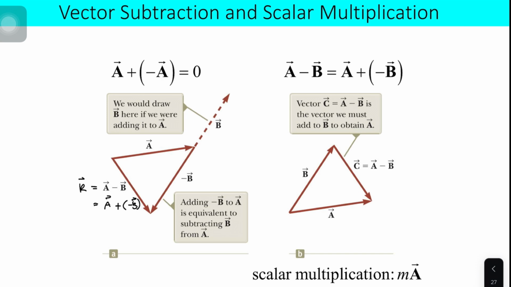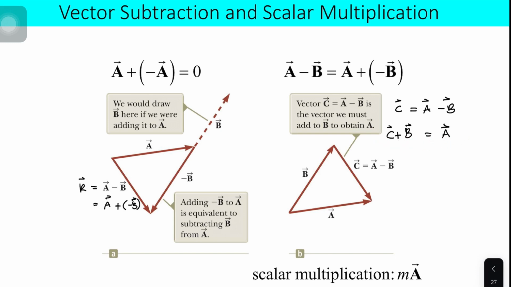In other words, this process is actually like this. We first place C equivalent to A minus B. If we rearrange the equation based on the statement given here, B plus C is equivalent to A. So this is the meaning of the statement given here: vector C is the vector we must add to B to obtain A.